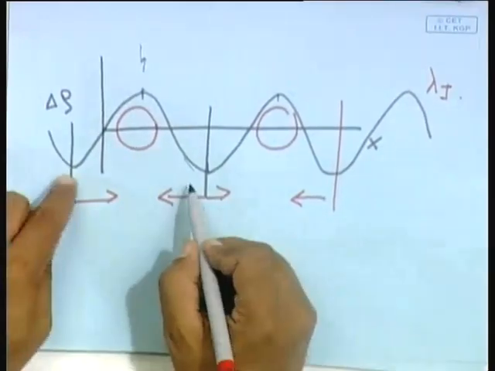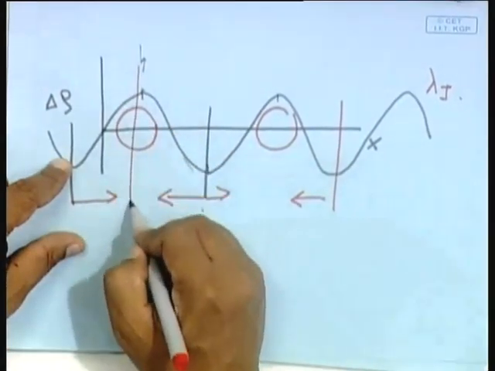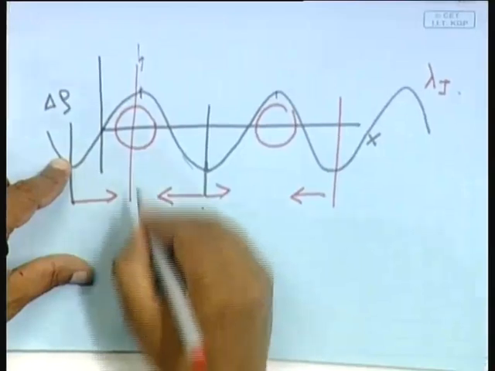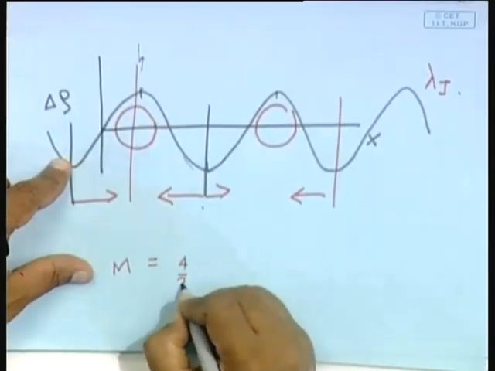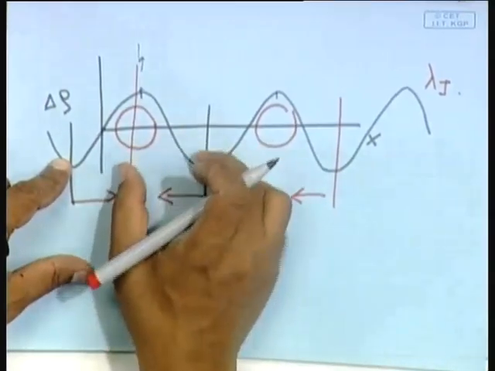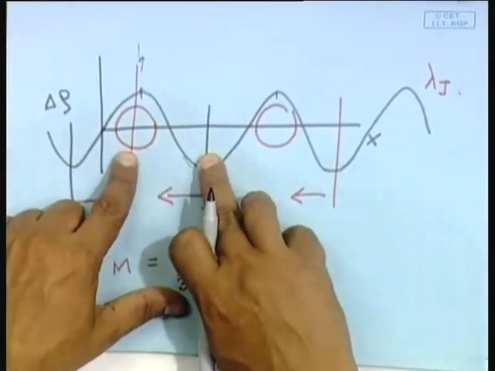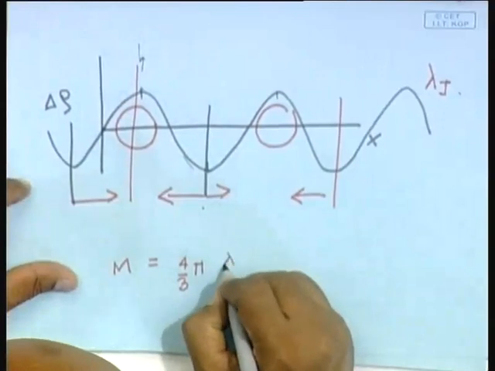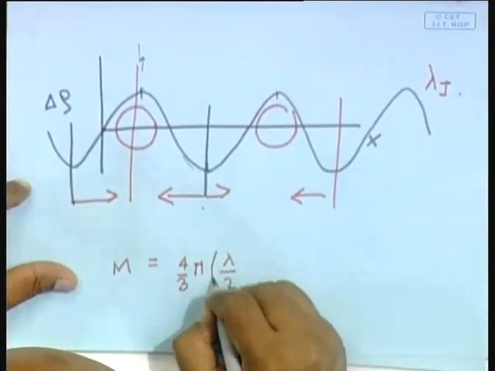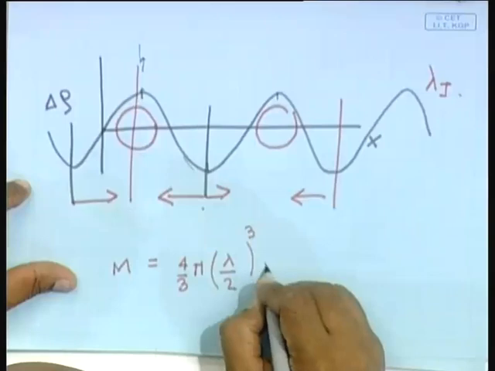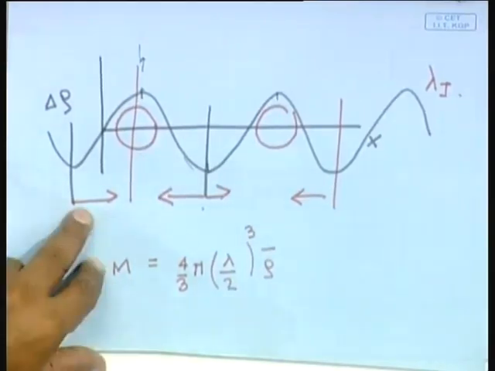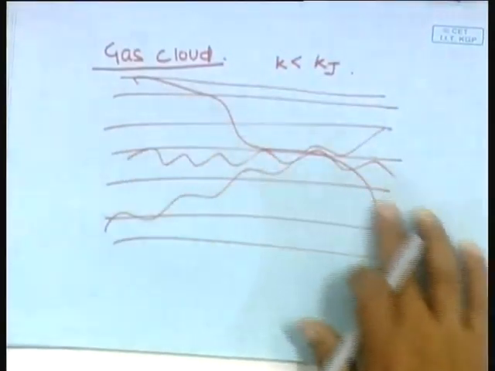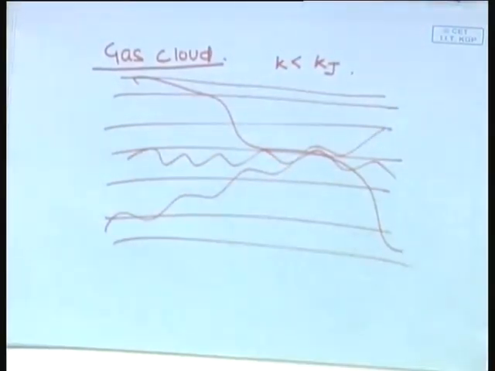Okay, so when this collapses, the mass in this collapsed object is going to be 4/3 pi times the radius cubed, where the radius is the distance from here to here, which is lambda by 2, times rho bar. That's the mass. Now let us ask the question: when I have the fragmentation of such a gas cloud, what is the smallest mass object that is going to be formed?